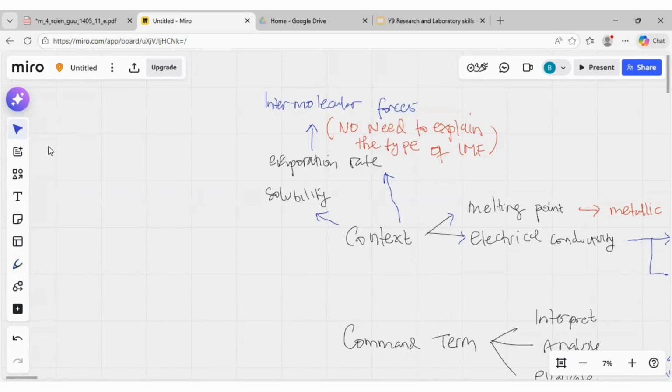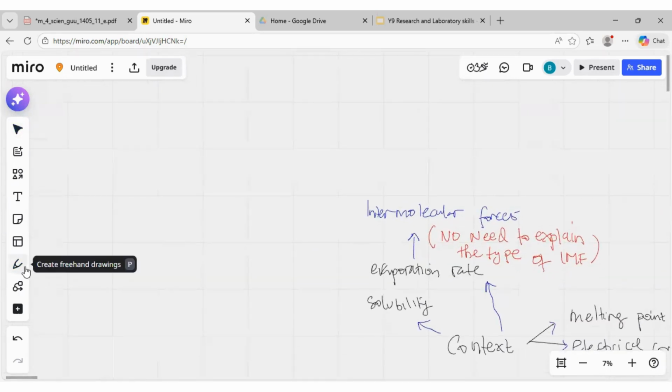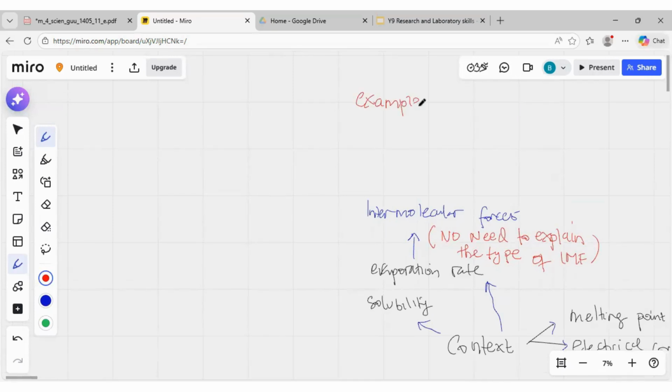How do you explain it? For example, you are given data, two solutions, yeah. Let's say one is ethanol, the other is acetone. Yeah, this is the example. Ethanol boil at 78 degrees Celsius. Acetone. Now, let me also cross-check the data, yeah.